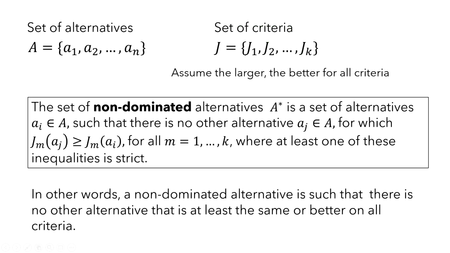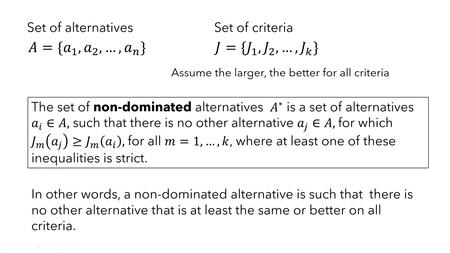And here is the maths. If you don't understand the maths, don't you worry. You can get the principle and the idea from the example. But this is for those of you who like maths. I'm going to denote my set of alternatives by A, my set of criteria by J, and I don't limit the number of alternatives or the number of criteria. Here we shall assume that all the criteria are formatted in such a way that the larger, the better.